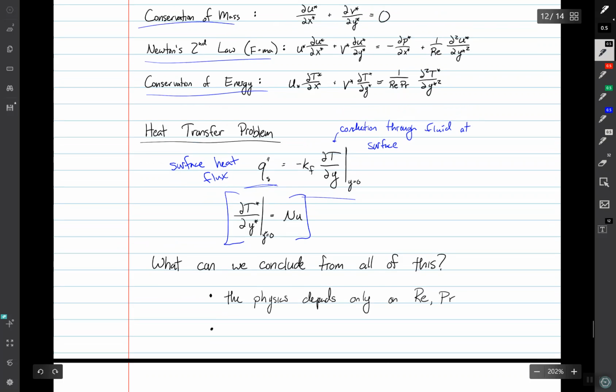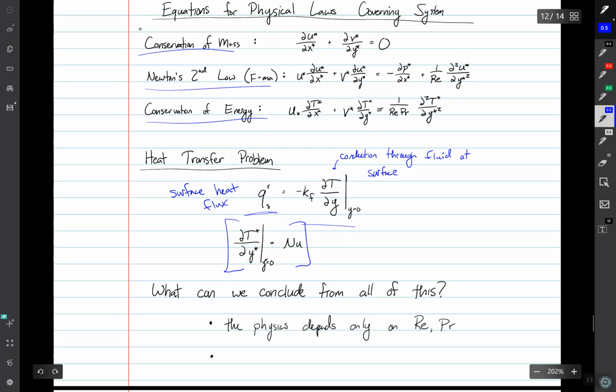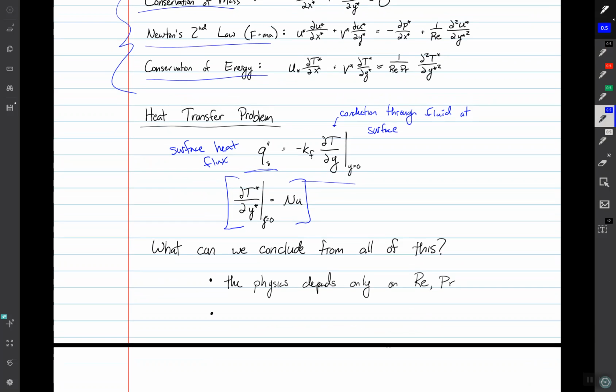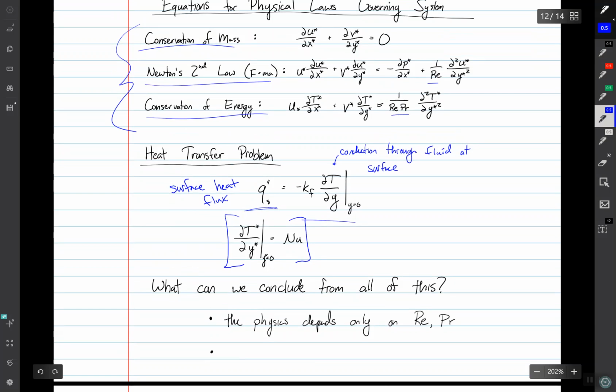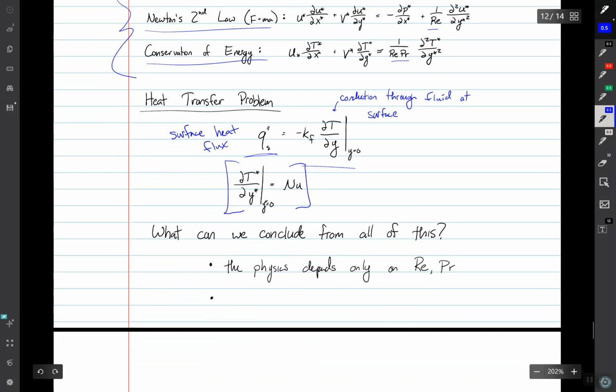Should have written that in blue, but so it goes. So the physics depends only on Reynolds and Prandtl because those are the only constants in any of those three equations. And the heat transfer is characterized by the Nusselt number. So these three are all that we really need to care about: the Reynolds number, the Prandtl number, and the Nusselt number.